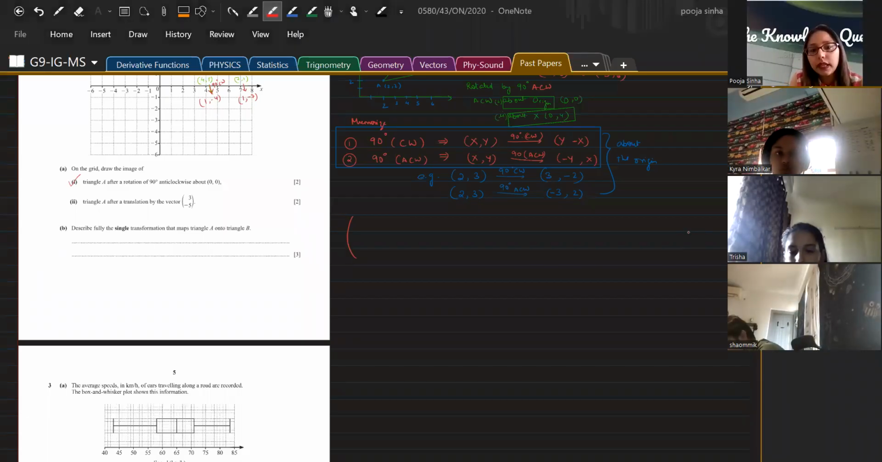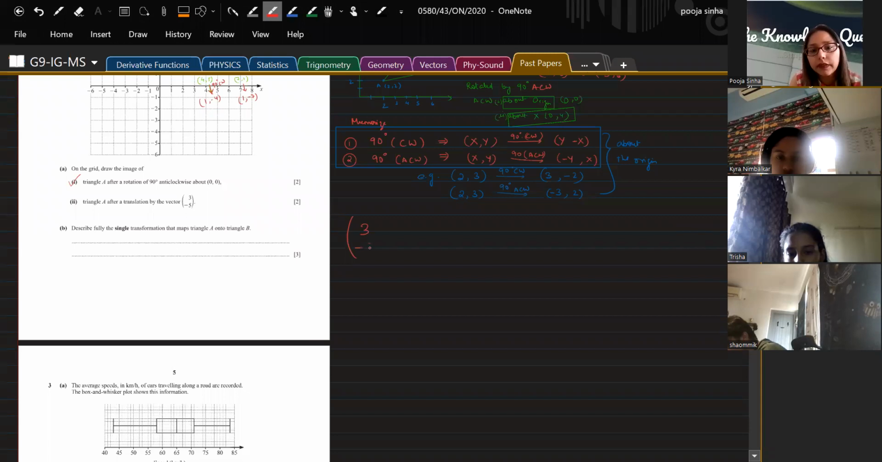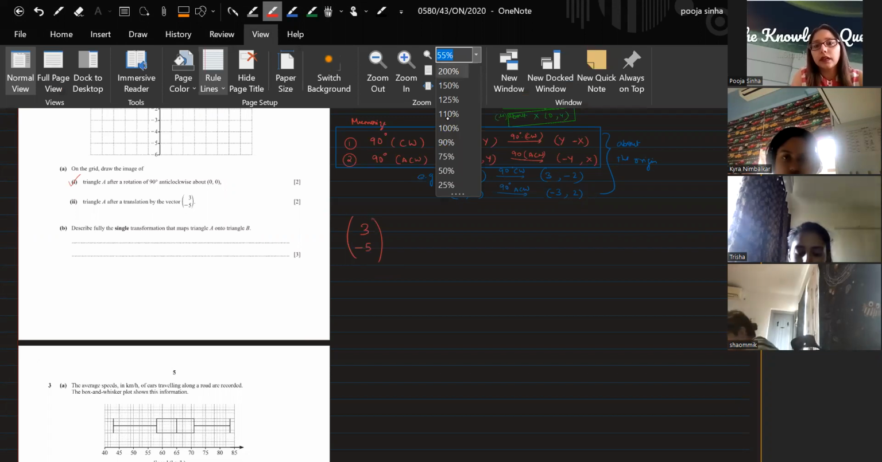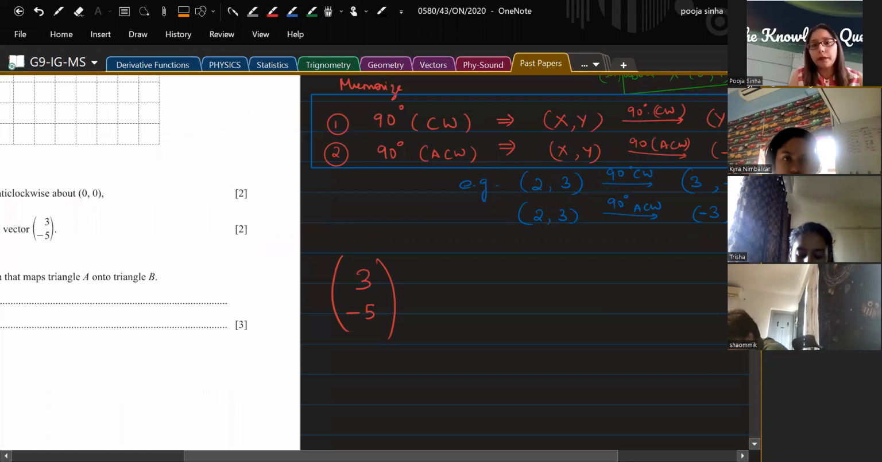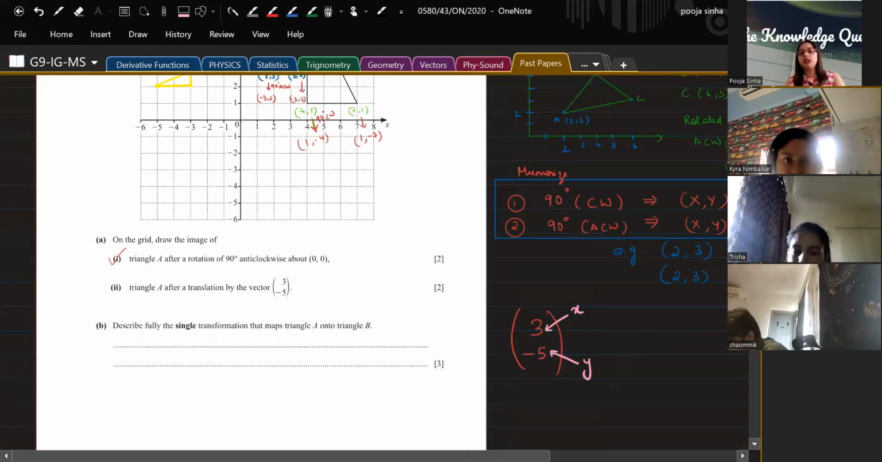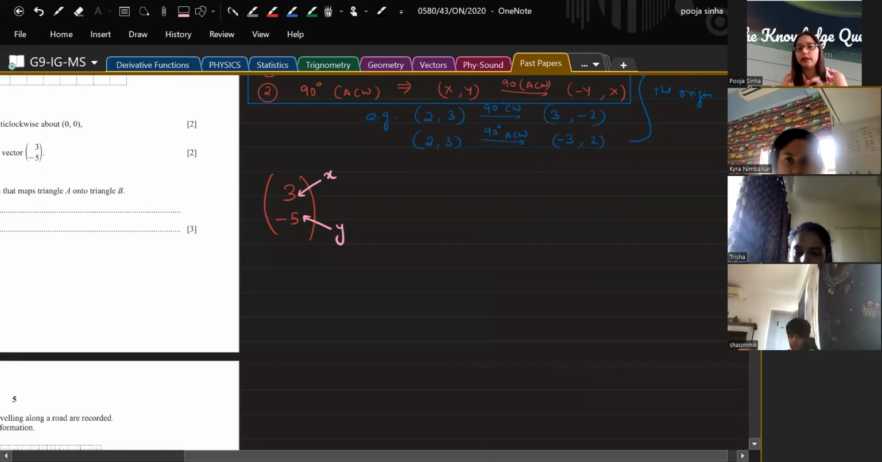So it is written as 3 here and -5 here. Am I right? That's how it is written. Which means, always remember, the upper part is always about the x and this is always about the y. Okay? Which means, if triangle A, translation means it's always movement.